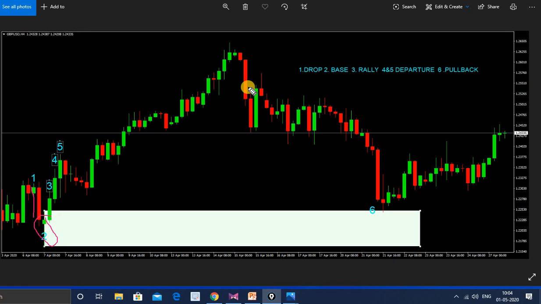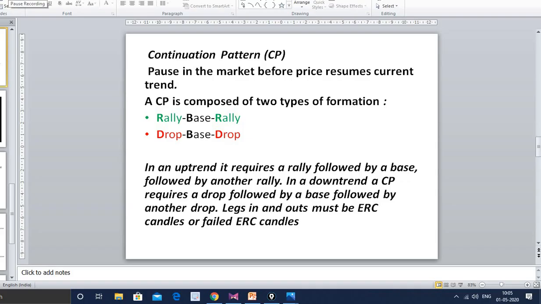Okay, and then at 6, you see the price went up so high, and then again it pulled back here. At this point, 6, price made a pullback, and then again it's moving up. Okay, see this, and this one is our demand zone. What do you do at demand? You buy at demand.